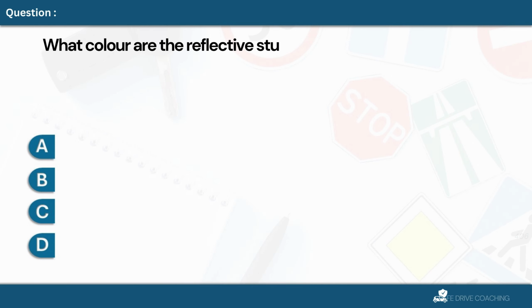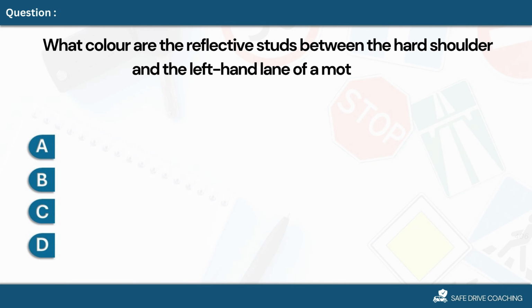What color are the reflective studs between the hard shoulder and the left-hand lane of a motorway? A. Green. B. Red. C. White. D. Amber.